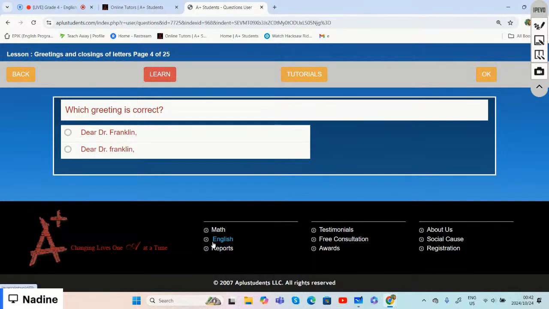And if we were to choose the correct option or the correct greeting, remember we said look at the wording and how it is written, then yes, option one is correct because Franklin is capitalized.